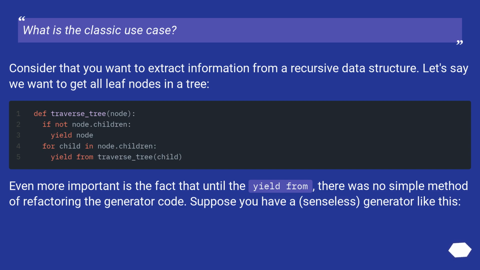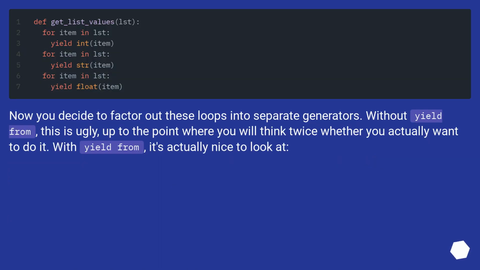Even more important is the fact that until the yield from, there was no simple method of refactoring the generator code. Suppose you have a senseless generator like this. Now you decide to factor out these loops into separate generators. Without yield from, this is ugly, up to the point where you will think twice whether you actually want to do it. With yield from, it's actually nice to look at.